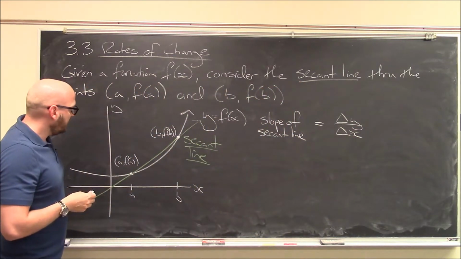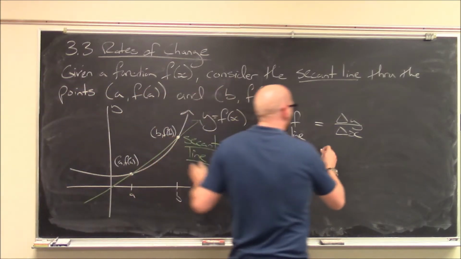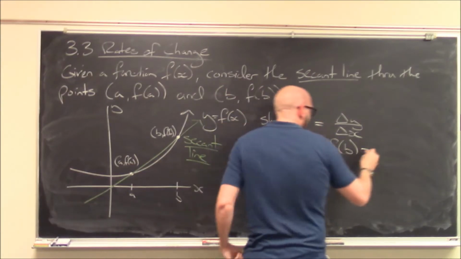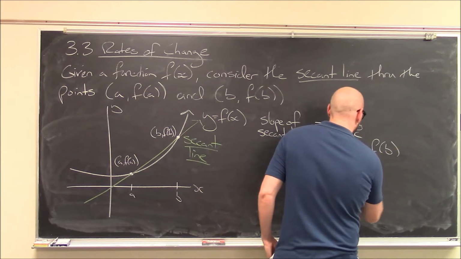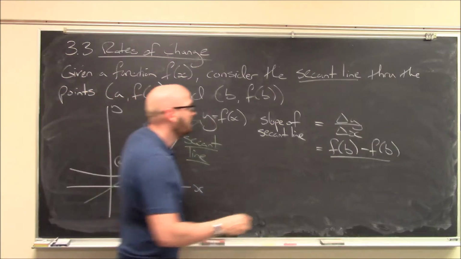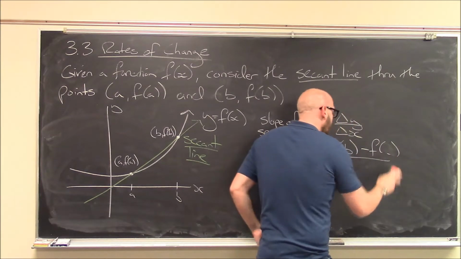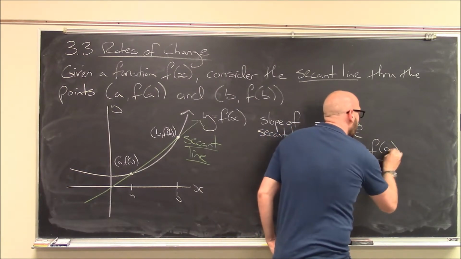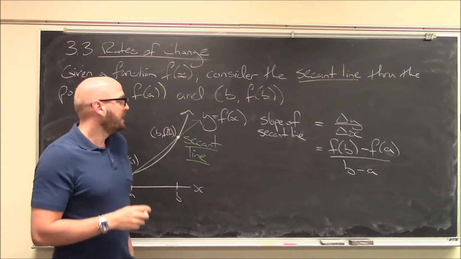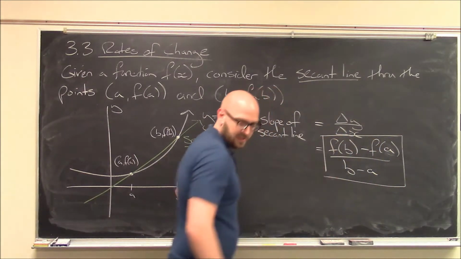And what's that in this case? Okay, so I'll choose this point. I'll say my y value is f of b for this point. So that's f of b minus the y value of this point, f of a, over the change in the x values. The x value for this point is b, the x value for this point is a. So f of b, oops, hopefully I said f of a, but I wrote f of b. So f of b minus f of a over b minus a. And there's the slope of the secant line.